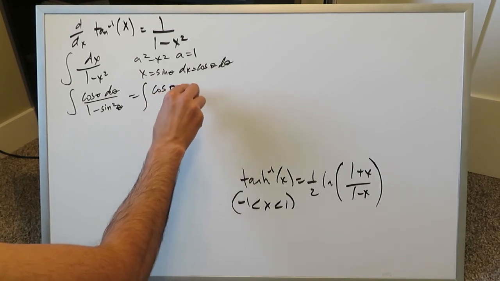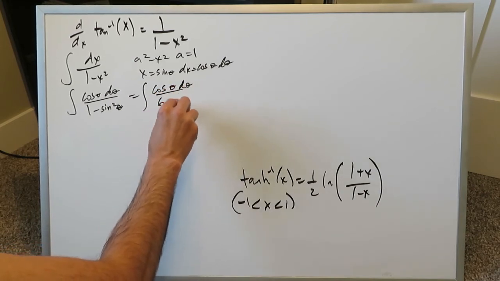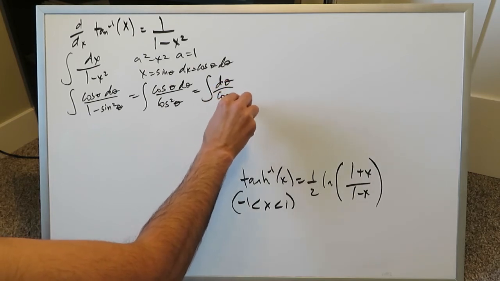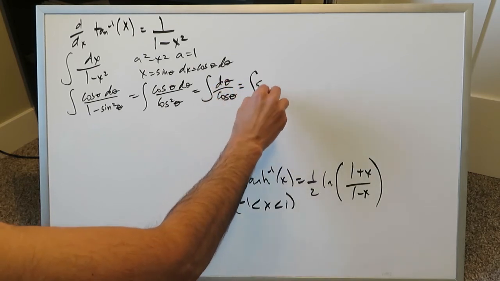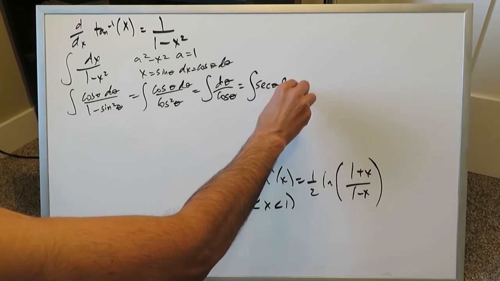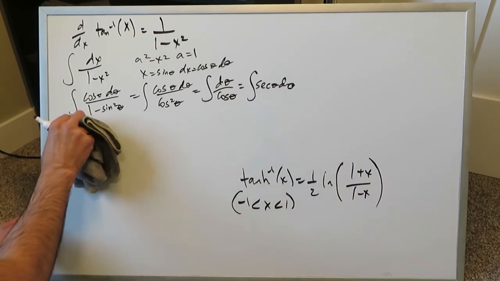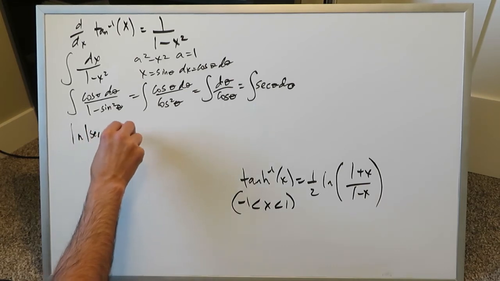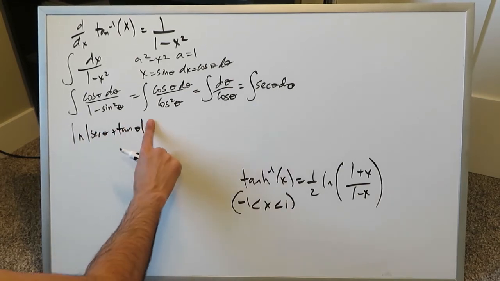So you're looking at cosine theta d theta divided by cosine squared theta, which is no different than you saying d theta over cosine theta, which is no different than just secant theta d theta. The antiderivative all along for secant theta is natural log secant theta plus tan theta. We won't write the plus c.